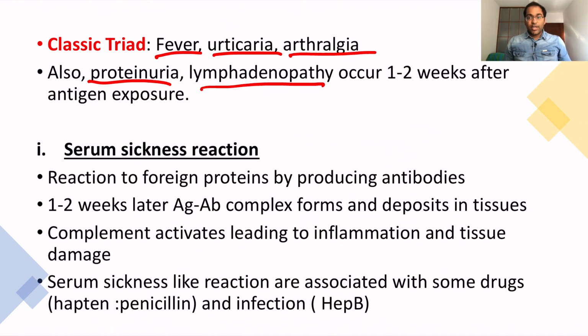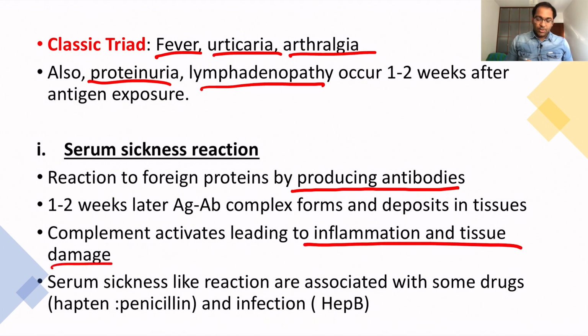So the first type of reaction in type 3 hypersensitivity is serum sickness reaction. Here we have a reaction to foreign proteins by producing antibodies. Now, 1 to 2 weeks later, the antigen antibody complex forms and deposits in the tissues. Complement activates, leading to inflammation and tissue damage. Serum sickness-like reactions are associated with drugs like penicillin, which is a hapten. Hapten basically stands for a molecule that binds to a carrier, and because of that binding, the immune system attacks the penicillin molecule. So this is a hapten. Either it could be due to a hapten or it could be due to an infection, especially hepatitis B.